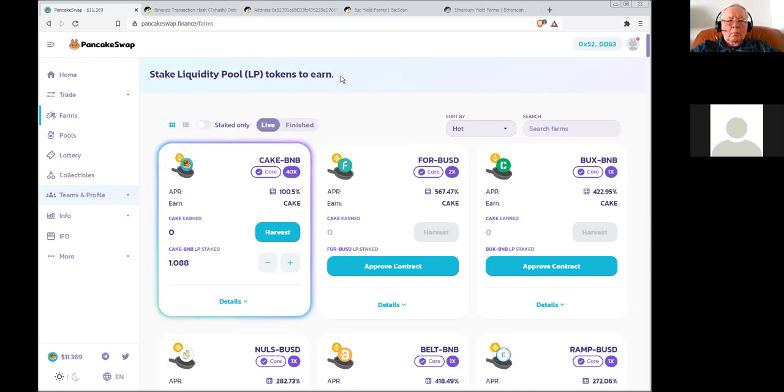But you've got to look at it overall, not just, hey, here's one place to go. I look at it as, okay, I want to hold some Bitcoin long term.